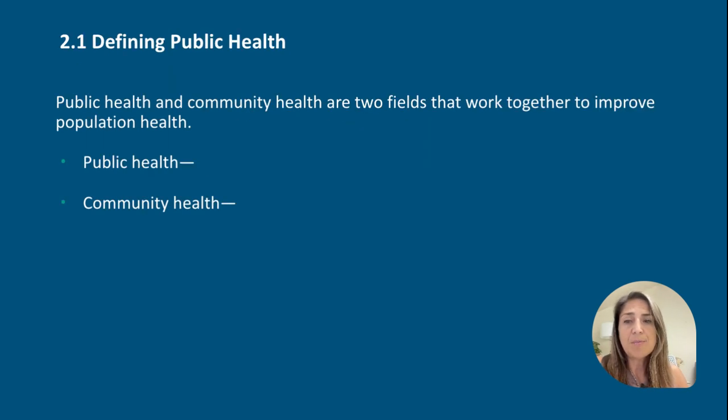Public health and community health are two fields that work together to improve population health, which we covered in our previous chapter. Public health professionals use research involving many people and large data sets to create policies and interventions. In community health, they work closely with community partners and local clients to understand health priorities.